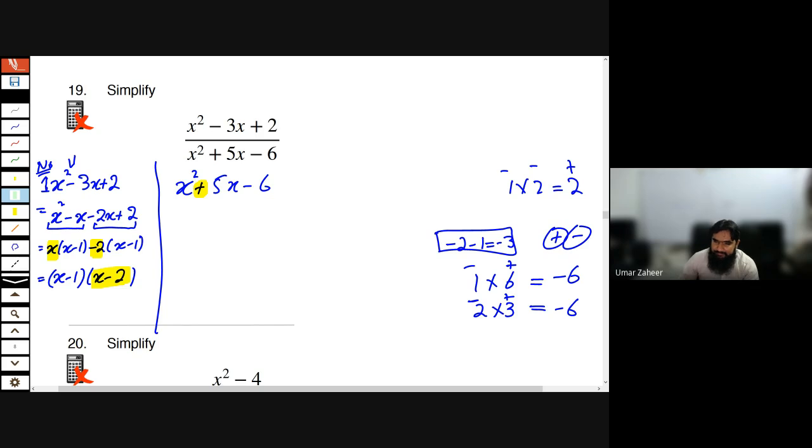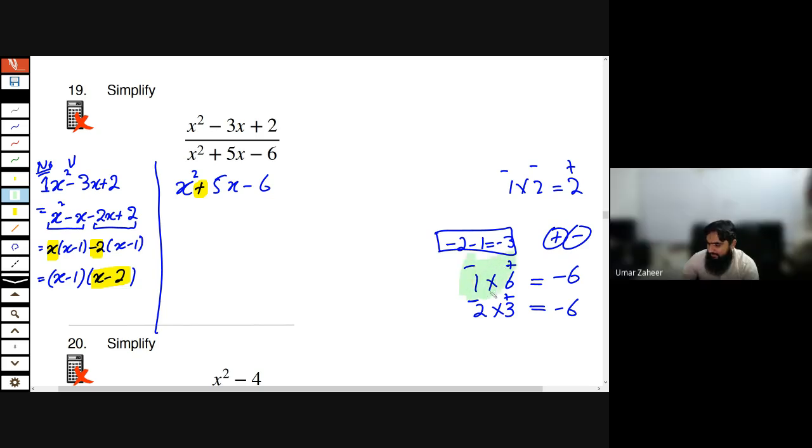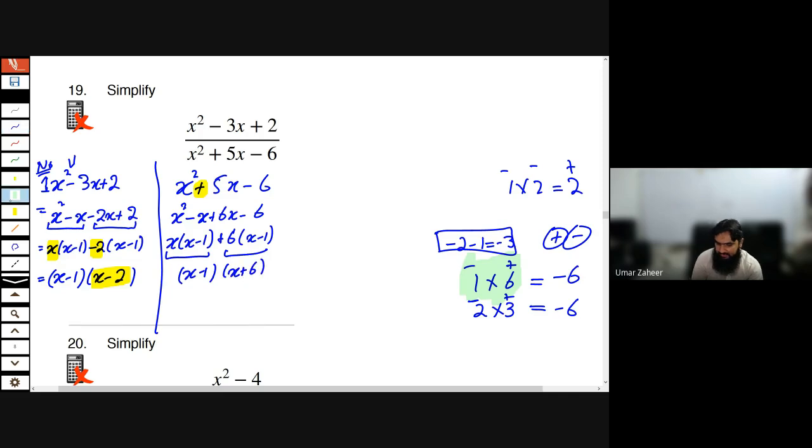Yes, Salim? The first one. The first one, because minus 1 plus 6 is plus 5, and after multiplication you are getting minus. So we are going to break the middle term into minus x plus 6x minus 6. Now x is common, you will get x minus 1, plus 6 is common, you will get x minus 1.